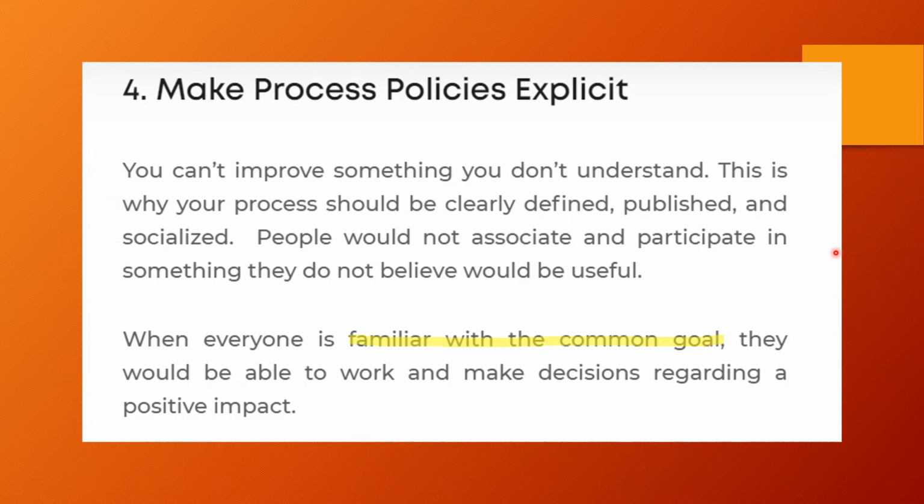Make processes and policies explicit. If everyone is familiar with a common goal, then you will be able to work and make decisions with a positive impact. You cannot improve something you don't understand. This is why your process should be clearly defined, published, and socialized. People will not participate in something they do not believe would be useful. So it's a simple psychological technique: making process policies explicit. Explicitly tell your team the way of working, the ground rules, right?